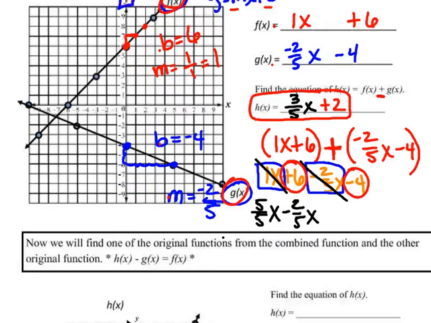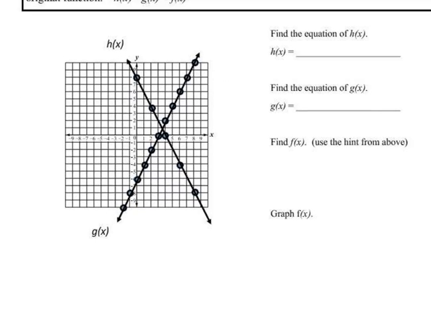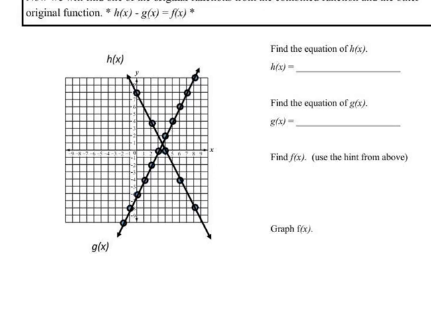Let's go down here. Let's look at this problem here. In this case it says find h of x and find g of x. And right above it, I believe, it says h minus g of x. Oh, crazy. This is going to get crazy up in here.